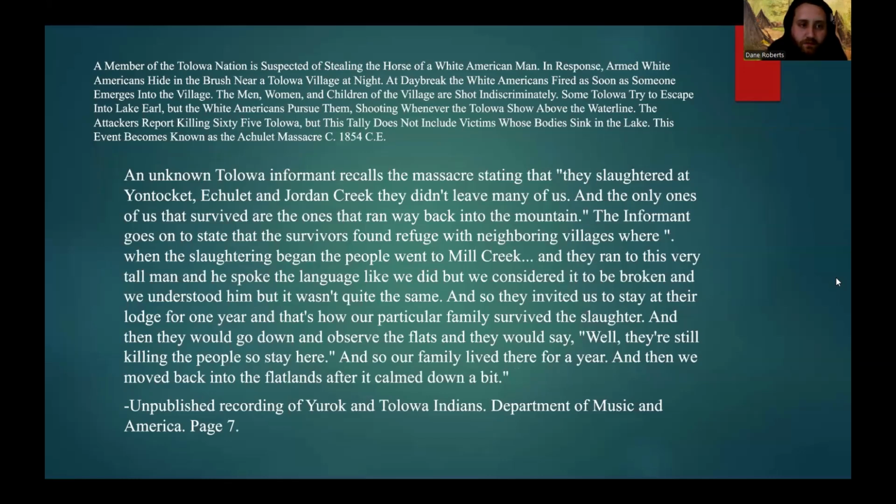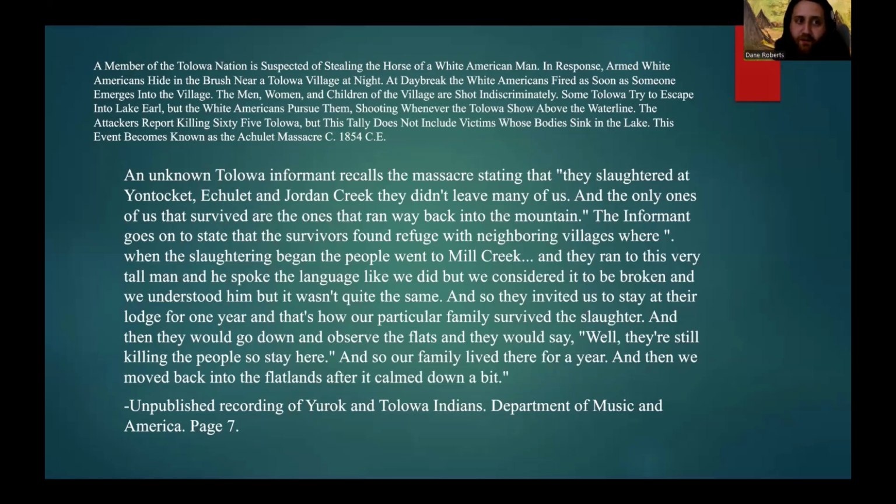And then later on, in 1854 CE, a member of the Tolowa Nation was suspected of stealing the horse of a white American man. In response, armed white Americans would hide in the brush near Tolowa town at night. At daybreak, the white Americans fired as soon as someone emerged into the village. The women and children of the village were shot indiscriminately.